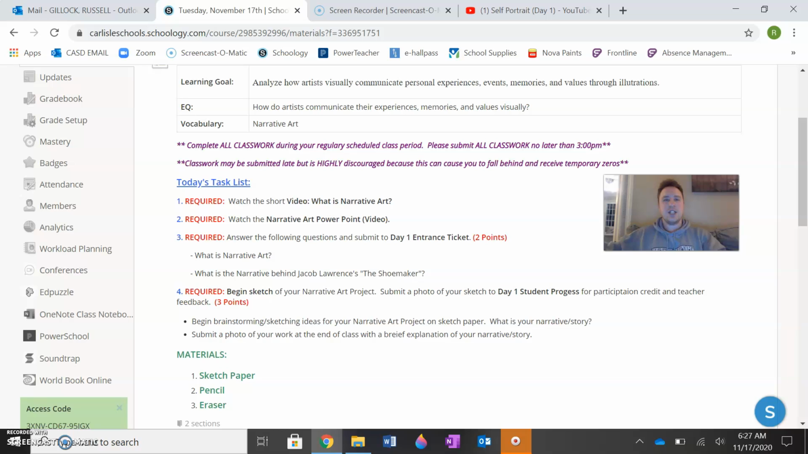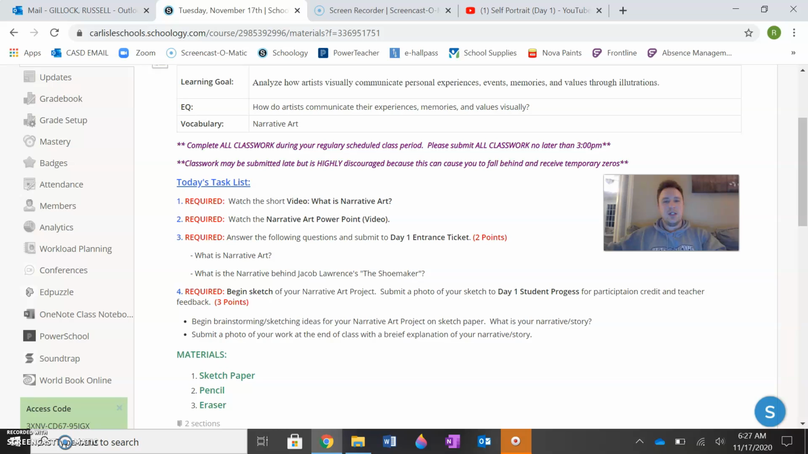Lastly, you're just going to submit a sketch that shows your brainstorming, the beginning phases of your project. So to do this, you'll first think of a moment or a memory that had an impact on you, and you're going to draw that in your artwork, and then also explain what that narrative is in your submission. So when you attach your image, just under the comments, just say this is a drawing of a time that, whatever your memory is. So just use a sketch paper, pencil, and eraser for your materials today.